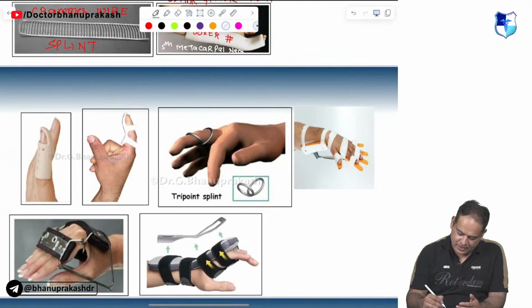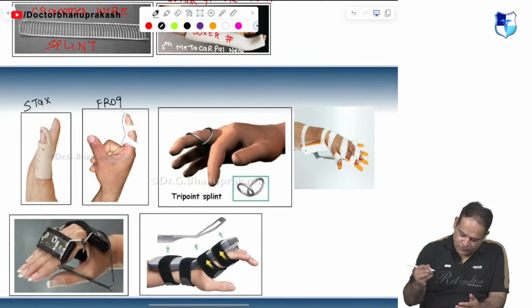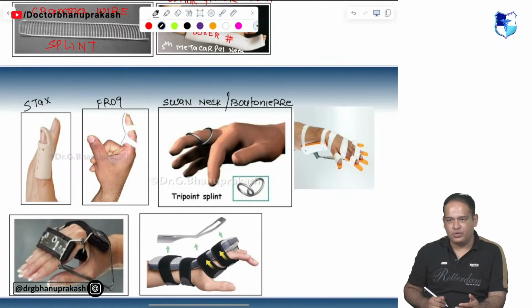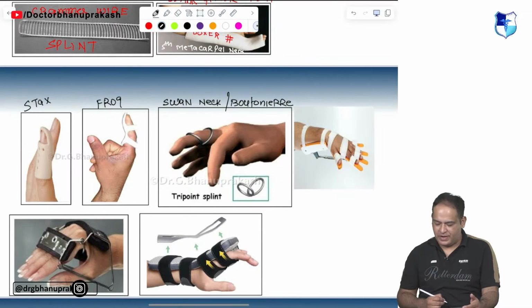Now, here, this is practically a repetition. So, this one is stack splint. This one is frog splint. This one is T-point splint. Now, T-point splint is for both swan neck as well as for boutonniere deformity. Fine.